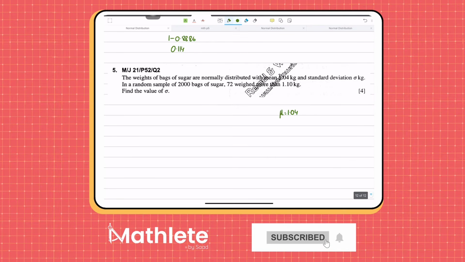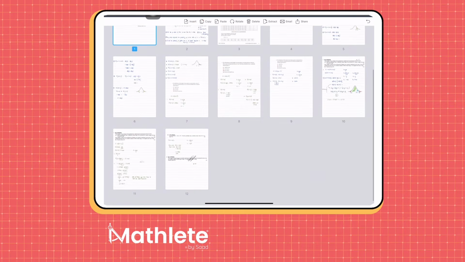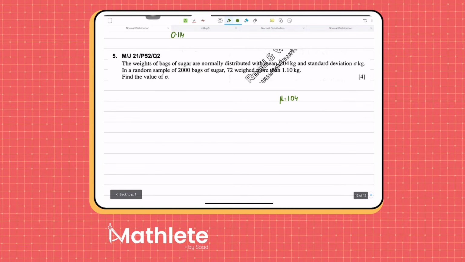So here it is. We are given the probability of x being greater than 1.1. The probability that x is greater than 1.10 is 72 over 2000.